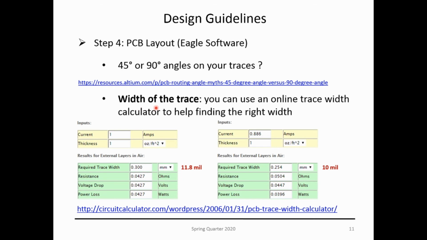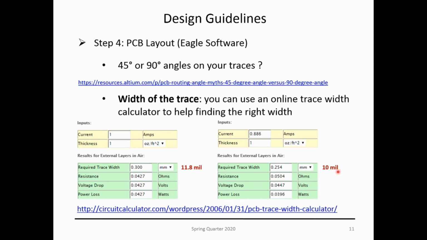In terms of width of the trace, this is important because your trace is going to carry current. If you do a too thin trace, and then you put like 5 amps on it, it's just going to act as a fuse. You don't want that. You can use tools to help you calculate that.